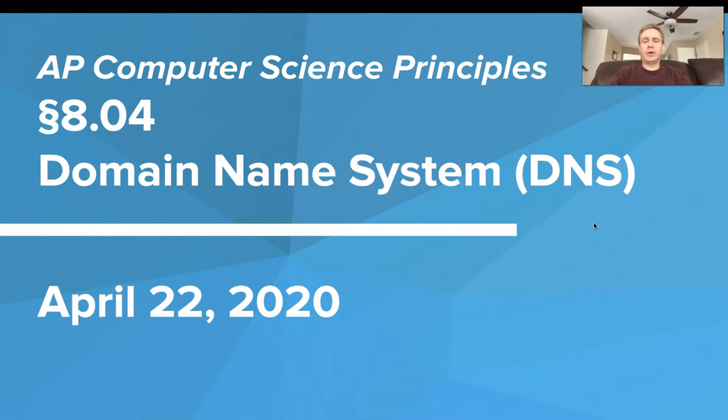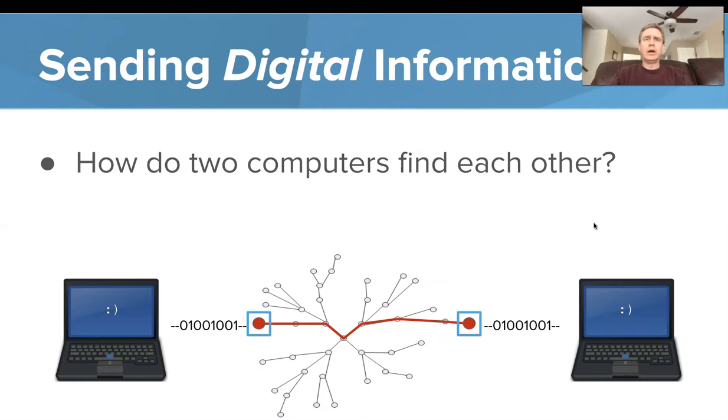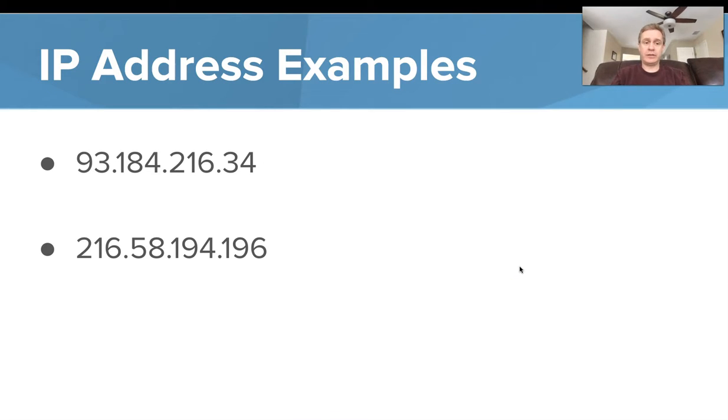And today we're going to talk about something referred to as the domain name system, or abbreviated as DNS. So at this point, we've talked about how the basic idea of the internet is to send information from one computer to the other. And when this happens, it's happening digitally. We're sending binary numbers essentially from one computer to the other. And in my last video, we talked about how one computer finds another computer over the internet. And that's done via IP addresses.